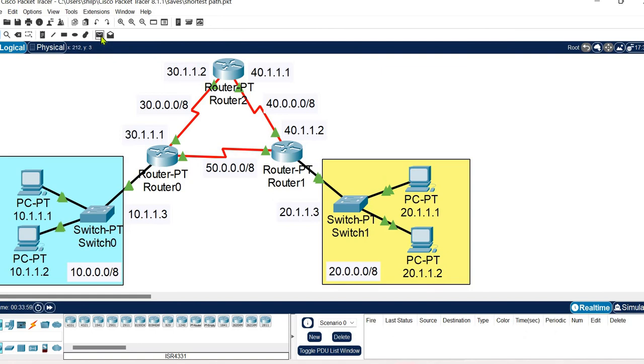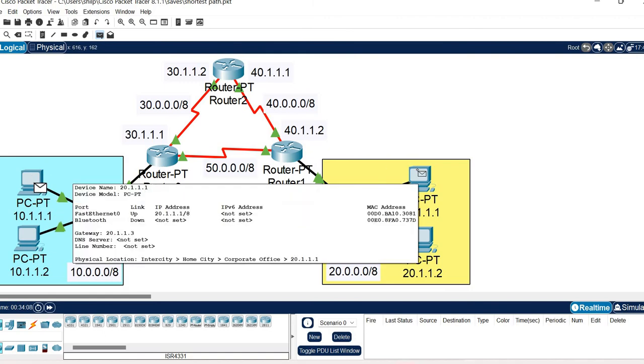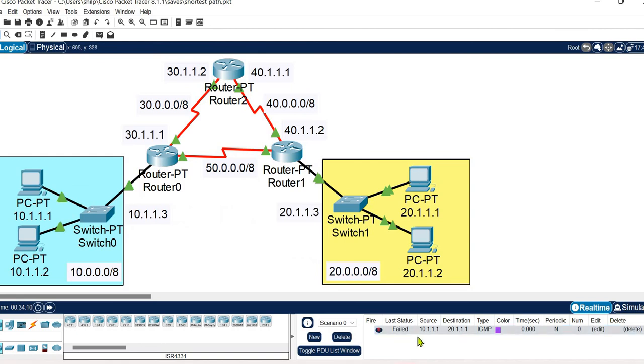So let's try sending a packet data unit from a host of network 10 to the host of network 20. This time we get the failure because routing is not defined. Similarly, if you try sending something from host of network 20 to host of network 10, you will also get the failure because routing is not defined. So let's define the dynamic routing so that routers may choose the shortest path within the connected networks.